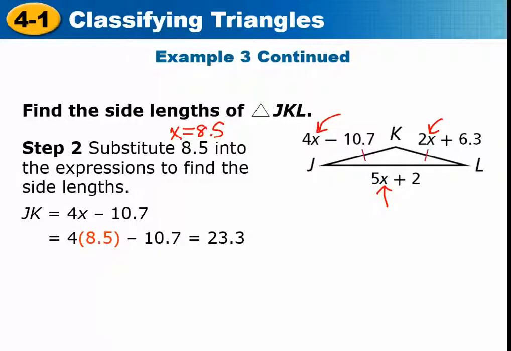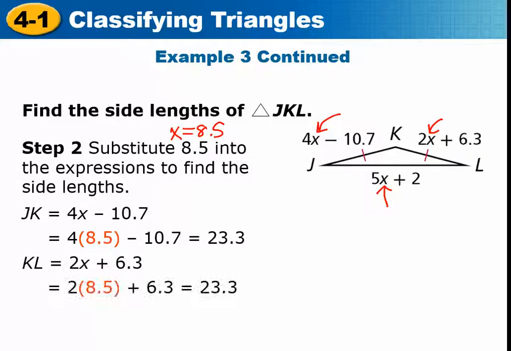So we get 23.3 for the length of JK. KL, we better get the same exact thing, and you do. You could have saved yourself some time and just said that KL will also be equal to the same thing. And then JL, now we needed that expression, is 5 times 8.5 plus 2, which is 44.5.